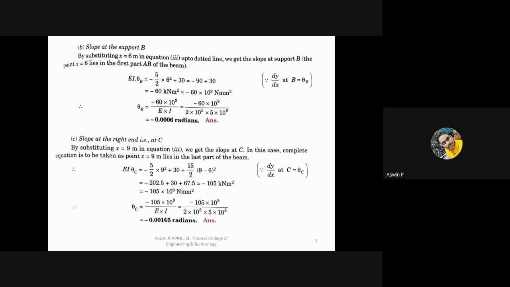You need to complete it, since the method is known to you. It is similar to the previous slide, that is, the slope at support A is already written by you. Similarly, you need to find the slope at B as well as C. So next we need to find the maximum upward deflection.